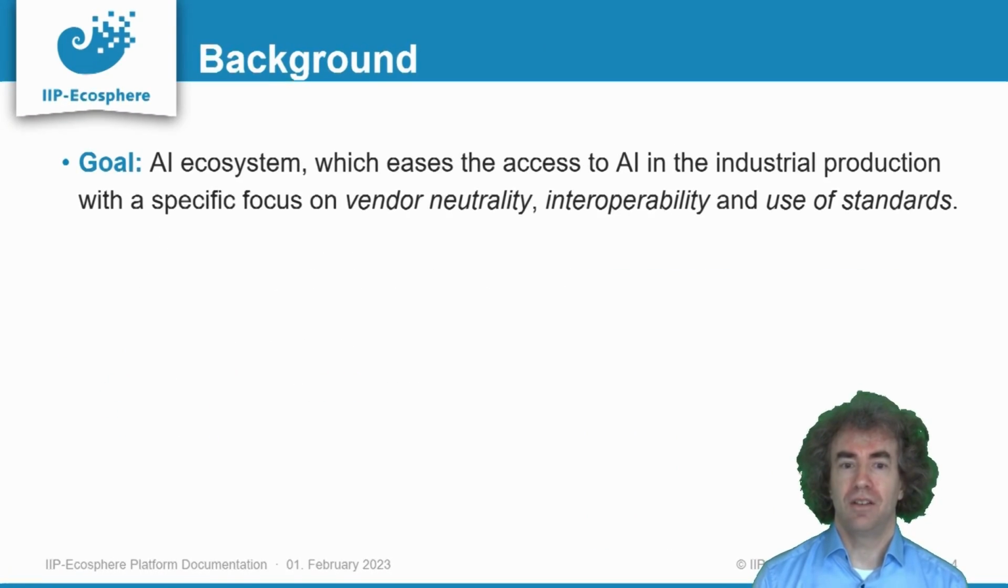Why do we look into that at all? IIP-Ecosphere is a funded project of the German Ministry of Economic Affairs and Energy, and we aim for a so-called AI ecosystem, something composed of humans, organizations, and companies, but also of software and machines, which eases in the end the access to AI in industrial production, with a specific focus on vendor neutrality, interoperability, and use of standards. And we try to take these three terms pretty seriously when building up such a platform.